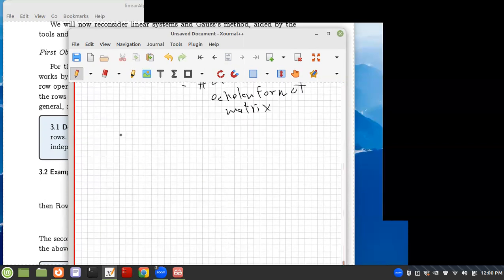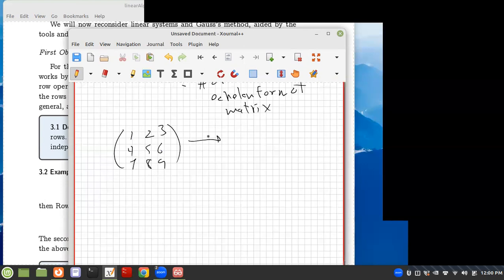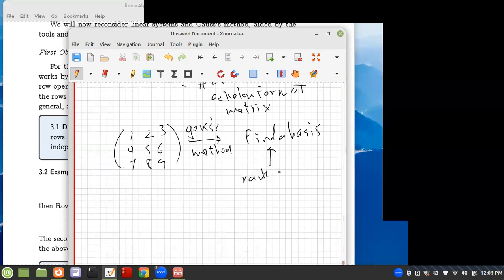Okay, so if I give you a matrix like this, 1, 2, 3, 4, 5, 6, 7, 8, 9, and I ask you what's its rank, that would mean finding the dimension of row space. And to find the dimension of row space, you use Gauss's method to find a basis. And the rank is the number of vectors in this basis.